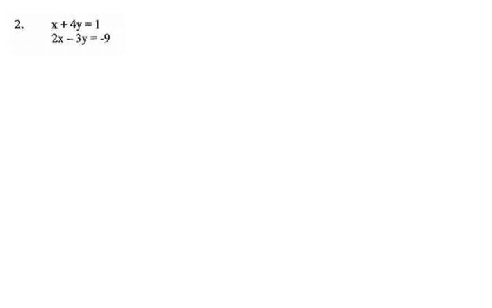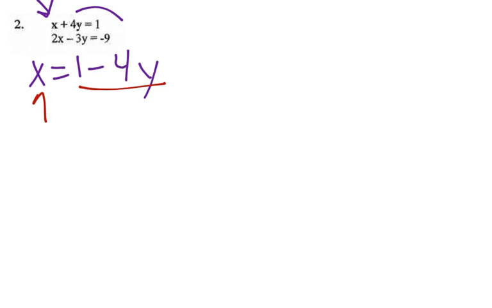Okay, this one is not quite as easy because it doesn't already have x by itself. But here's an x that does not have a number with it, so let's get that x by itself. We'll do that by moving your 4y. So it becomes x is equal to 1 minus 4y. I'm going to take this to the other equation and put it in for x. So basically it's going to go right there. So 2 parentheses 1 minus 4y. Because it's 2 times x. Well, instead of x, I'm putting 1 minus 4y.